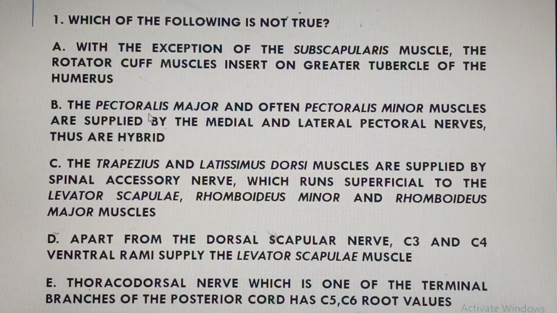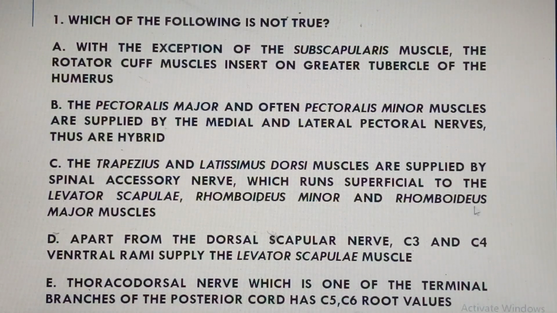Now, usually what we are saying is that, yes, we will see that pectoralis major and of course pectoralis minor, both of them will be supplied by the medial pectoral nerve. But in addition to the medial pectoral nerve, pectoralis major will also be supplied by the lateral pectoral nerve. Now, sometimes pectoralis minor may also be supplied by the lateral pectoral nerve. If you are seeing such a phenomenon, then of course these muscles become hybrid. So that's a very true statement.